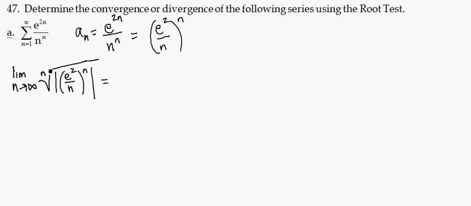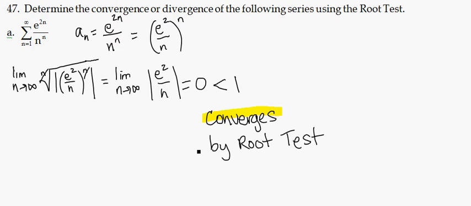And so we have that the nth power and the nth root will cancel. And so we're really just looking at the limit as n goes to infinity of the absolute value of e squared over n. So what happens as n goes to infinity? Well, the numerator is just a constant, right? E squared is just some number, and so as n goes to infinity, this goes to 0. So by the root test, this tells us, since this is less than 1, that this series converges.